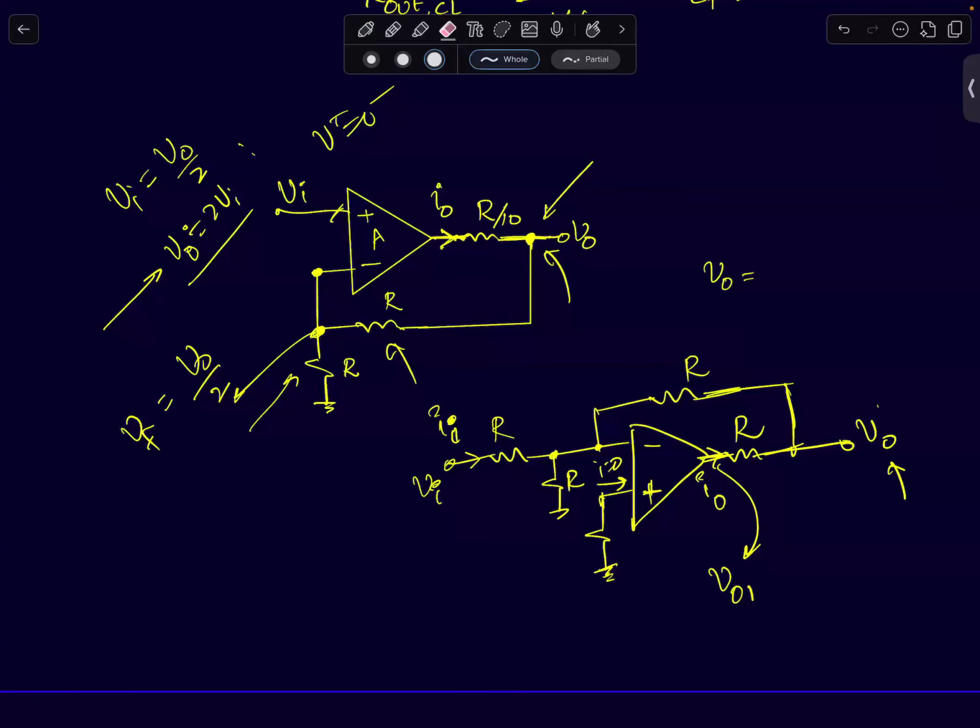If that current is zero, the voltage drop across the resistor is zero, so I might as well short circuit this. The other node is connected to ground, so the voltage is zero. So this node is at 0 volts.